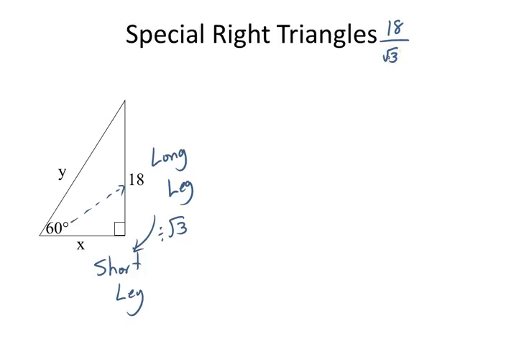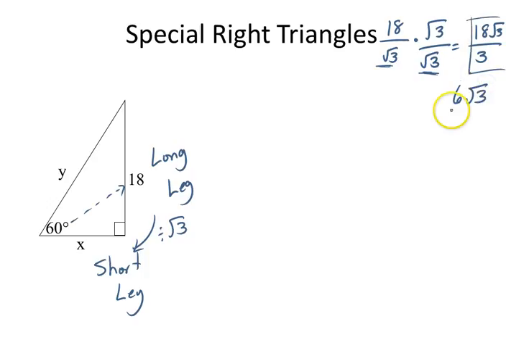You can never have a radical on the bottom, so you have to multiply the top and the bottom by radical 3, which would give me 18 radical 3 over 3. Now, how did I get that 3 on the bottom? Well, radical 3 times radical 3 is radical 9, and radical 9 is really 3. Then I can simplify this and call it 6 radical 3. So my short leg here is 6 radical 3.